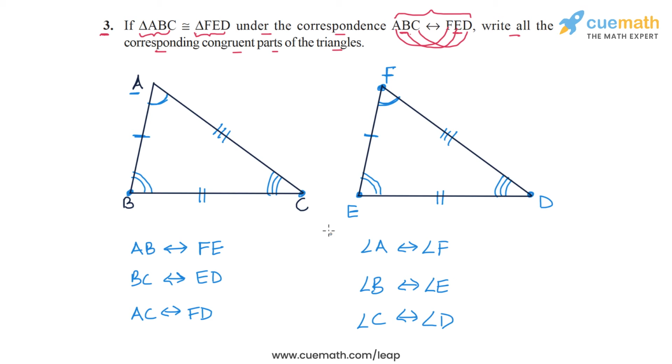So this is the relationship between the various parts of the two triangles. These are the correspondence relationships between the sides and the angles. So with this, we have completed question number 3.